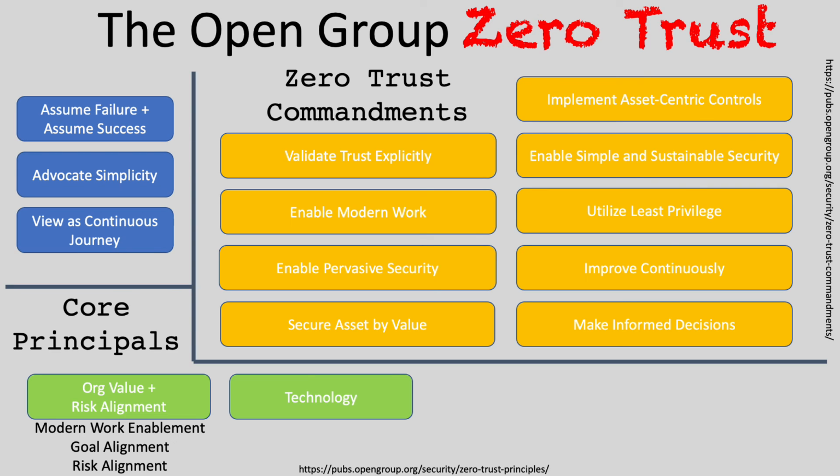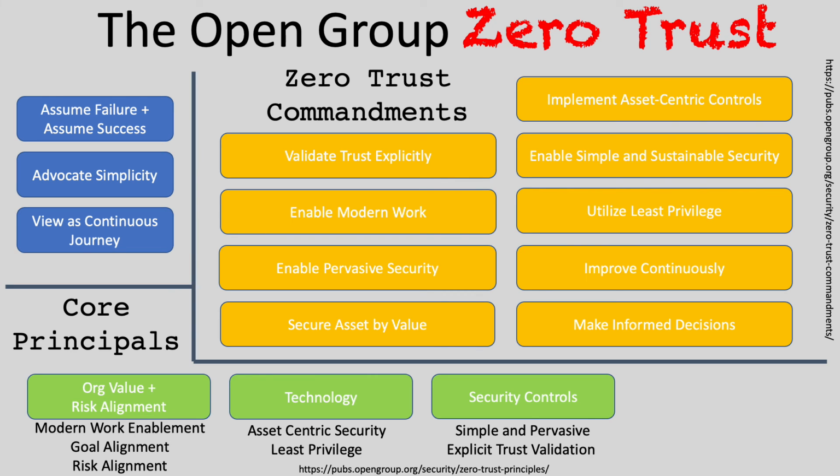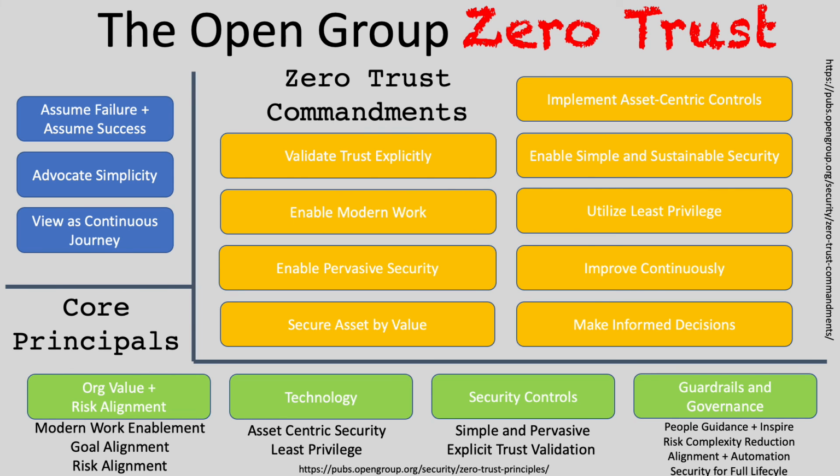So we want to have asset-centric security, least privilege, etc. Then there are security controls, where we want to keep things simple and pervasive. We want explicit trust validation, ensuring there is no trust by default. And finally, guardrails and governance. Here we want to do things like people guidance, inspiration, reducing risk complexity, doing alignments and automations, and we also want to think about security for the full life cycle.